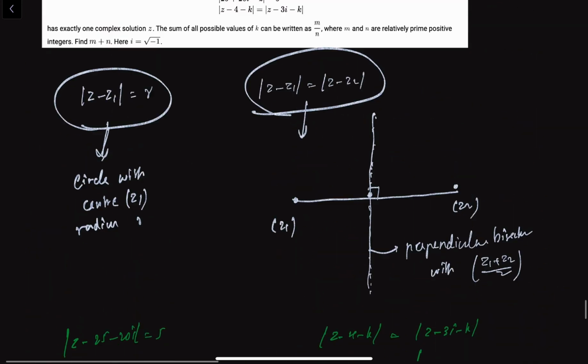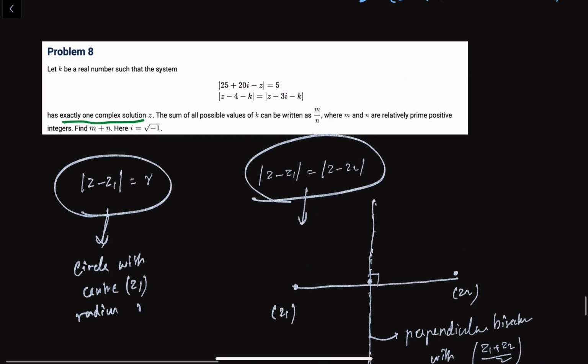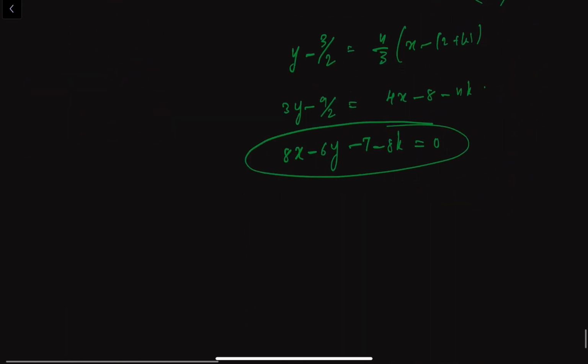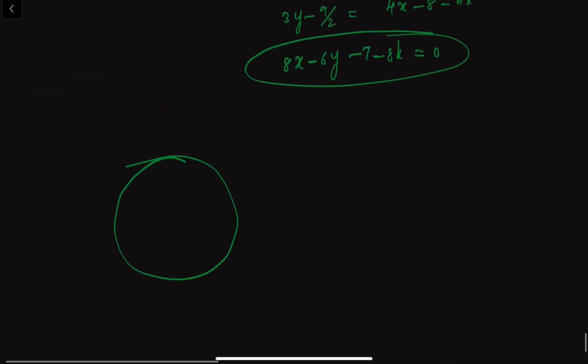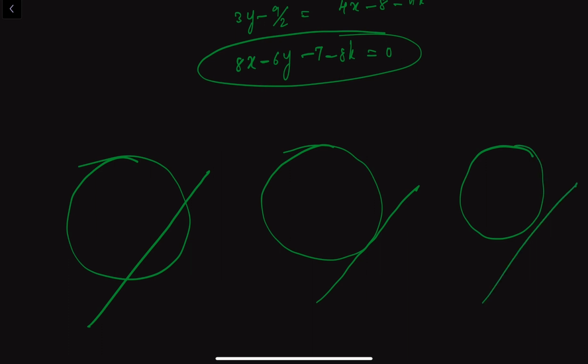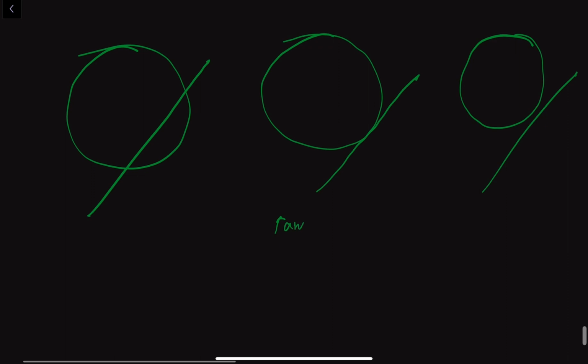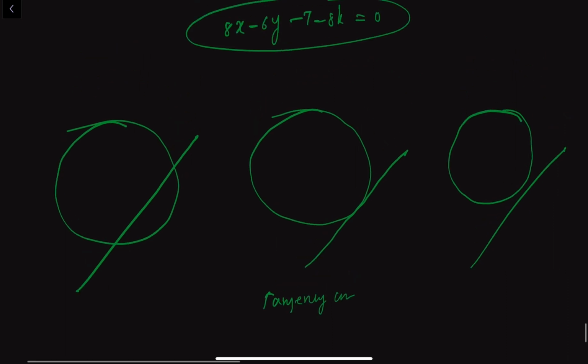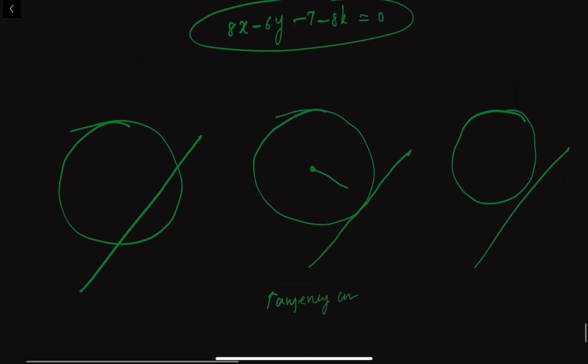Now in the question they've given that there is exactly one complex solution. If we have a circle and a line, there are three possible cases. It can intersect at 2 points, it can intersect at 1 point, or it may not intersect at all. If it intersects at 1 point, that's nothing but the tangency condition. So if I drop a perpendicular from the center onto this line, the perpendicular distance would be equal to the radius.